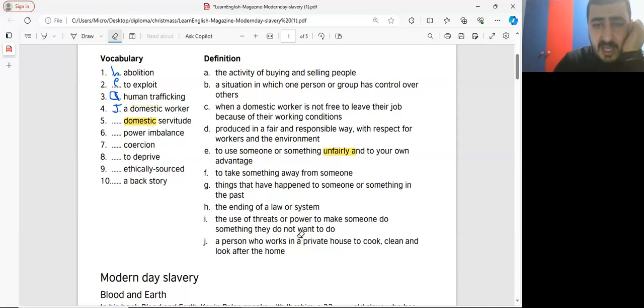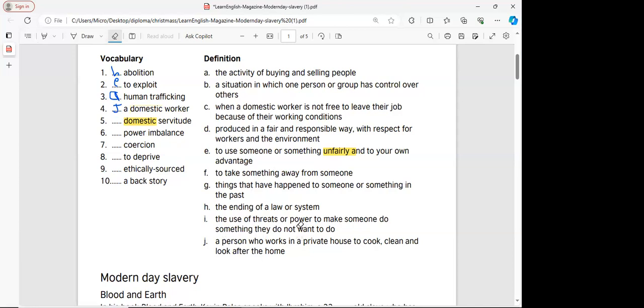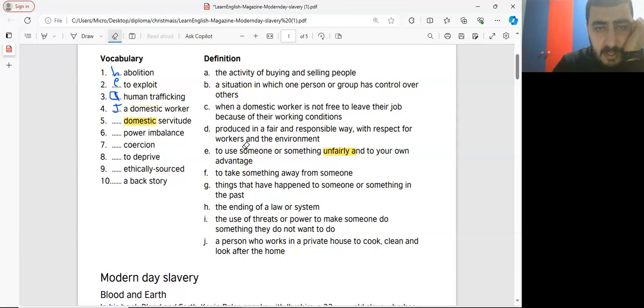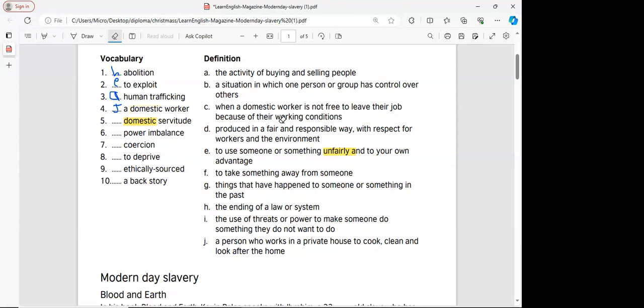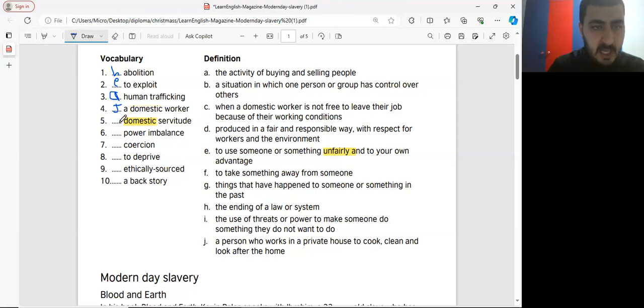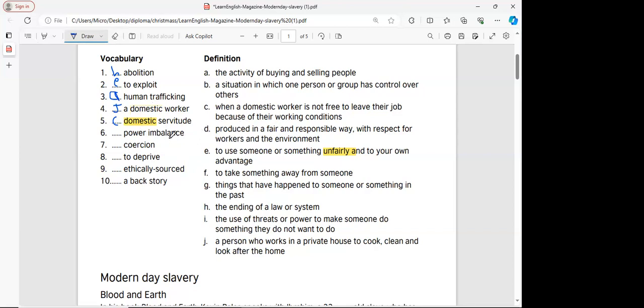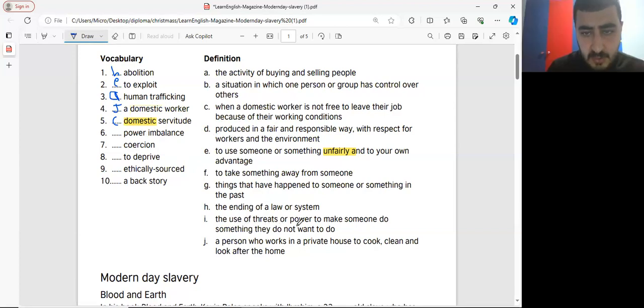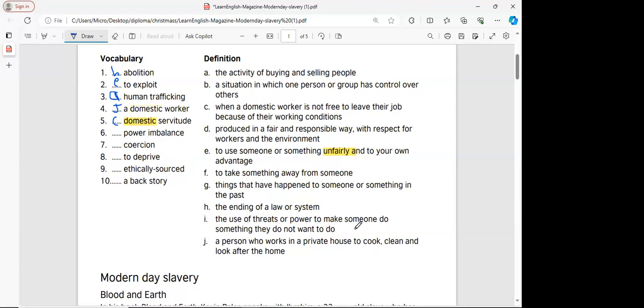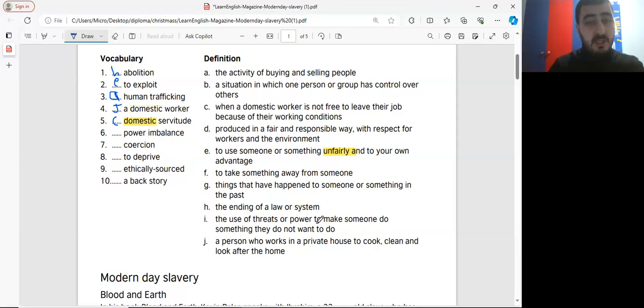Maybe it's I. Okay. I'm leaning towards C. Yes. Okay, so let's put C and we'll see when we get to I if that's better for it. Okay. Power imbalance. I think the use of threats or power to make someone do something they don't want to do. It makes sense. I like the way you think, Zahra.